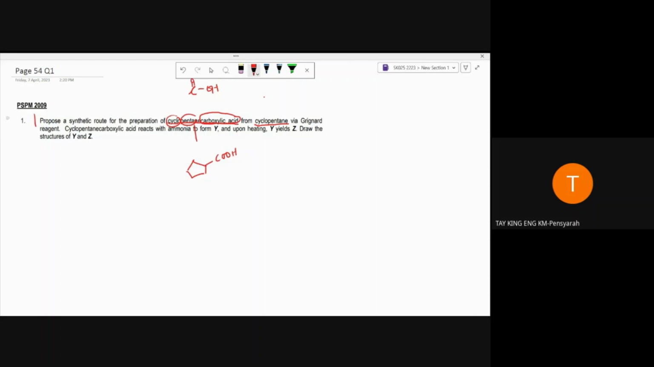So this is the cyclopentane. And then we have Grignard reagent. So basically when we see the words Grignard reagent, we have to know that it will relate with the chapter haloalkane. So as we already know, we have to start from cyclopentane. And then we know in the middle here, we have to get haloalkane. Then only we will get cyclopentane carboxylic acid.